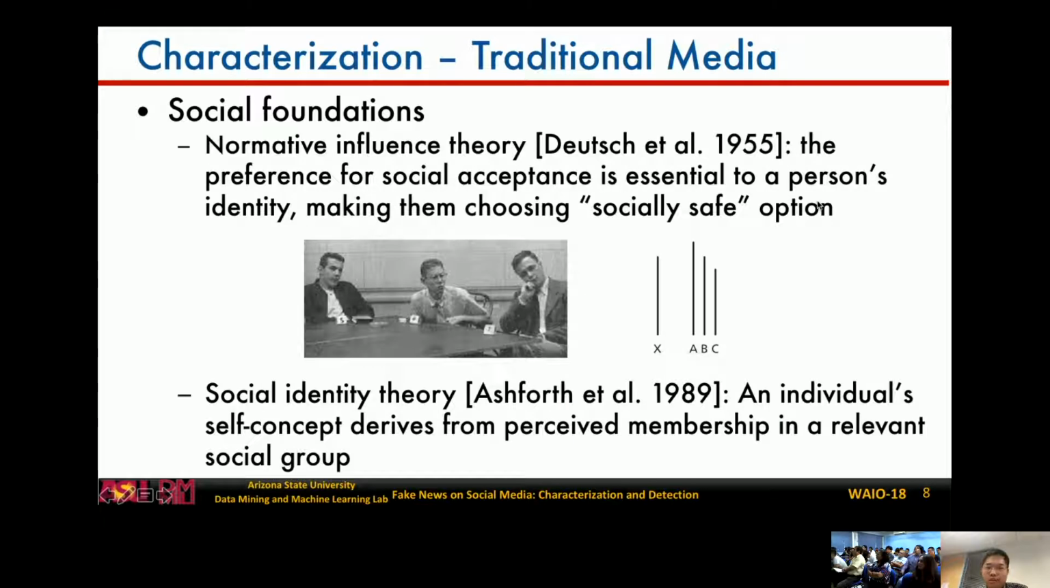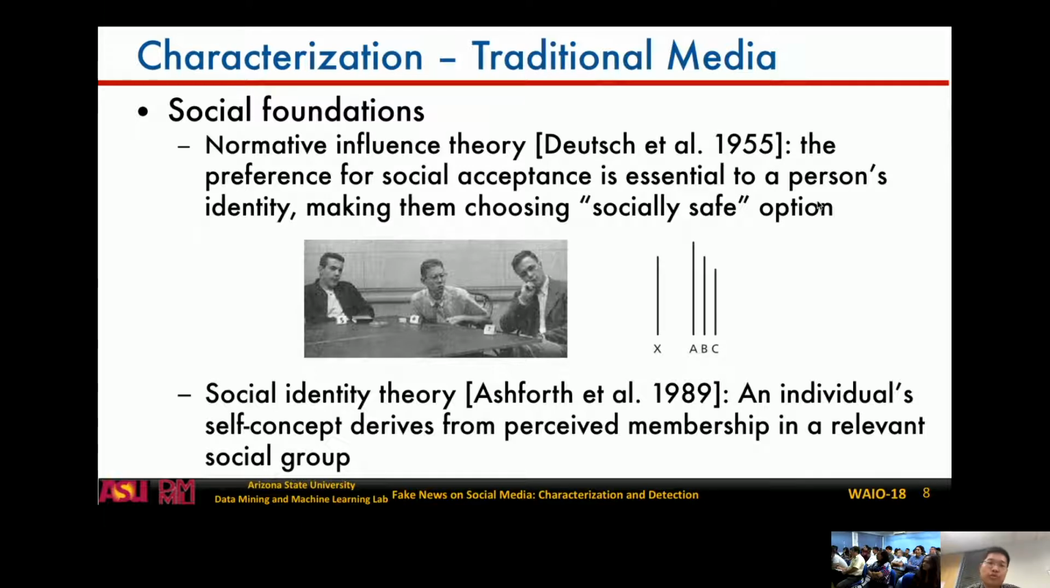And then we also have some social theories that back up these issues. There are many theories in our paper, but I will list these two to give you an example. The first one is normative influence theory, which means that people may prefer social acceptance in their group. So even though you think this news is fake, but other people in your group think it's real, then you are more likely to say, okay, this is real.